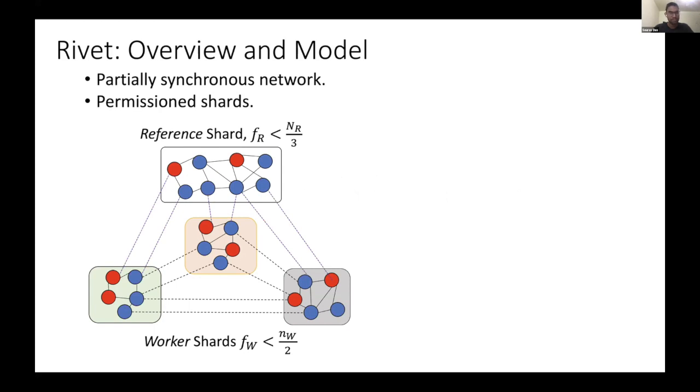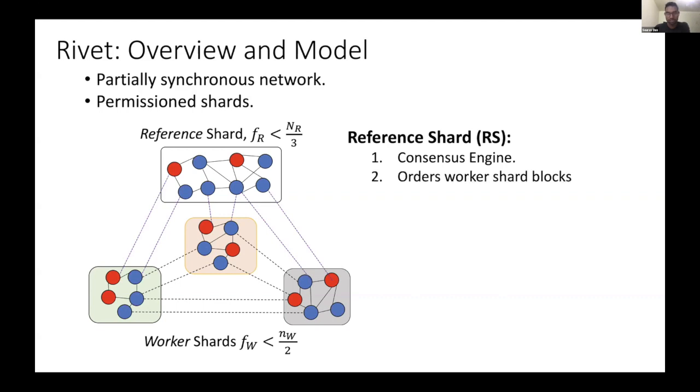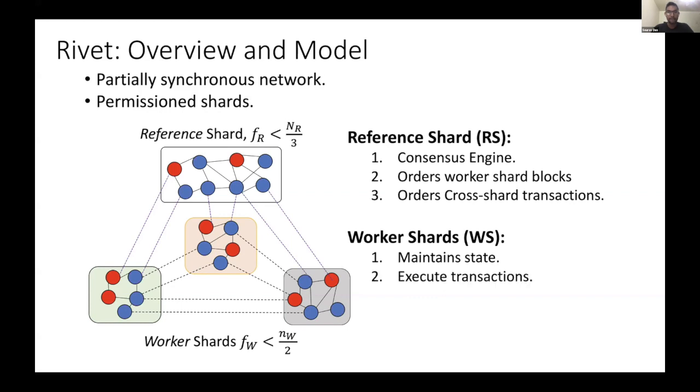Both the reference shard and worker shards have different purposes. In Rivet, the reference shard works as a consensus engine, and it basically orders the worker shard blocks, and it also orders cross-shard transactions. The worker shards, however, maintain state. They execute the transactions, both cross-shard and intra-shard, and they periodically submit their state digest to the reference shard. It's important to note here that worker shards in Rivet do not run a consensus mechanism, and this is why we can tolerate up to half Byzantine failures even in a partially synchronous network.